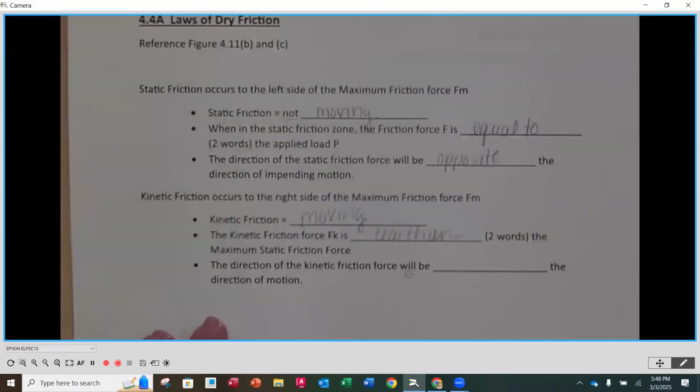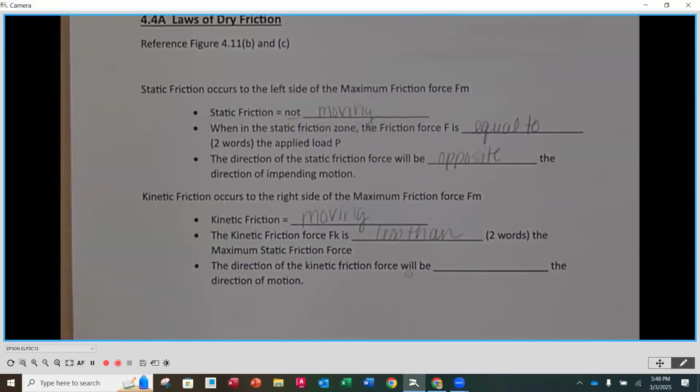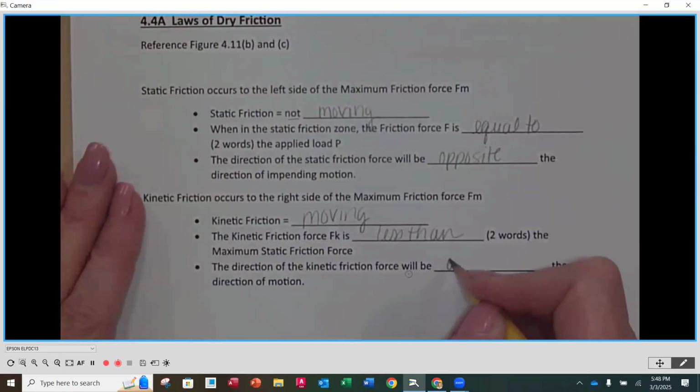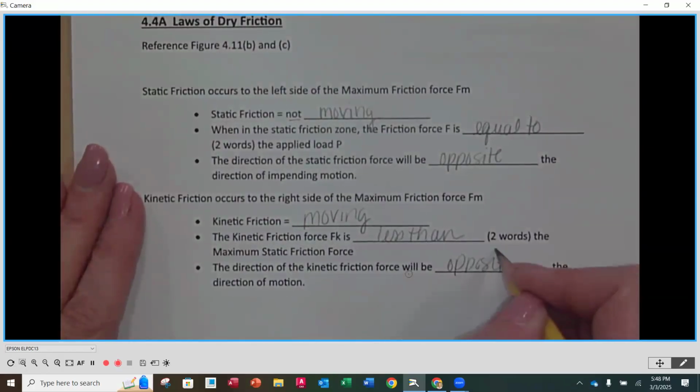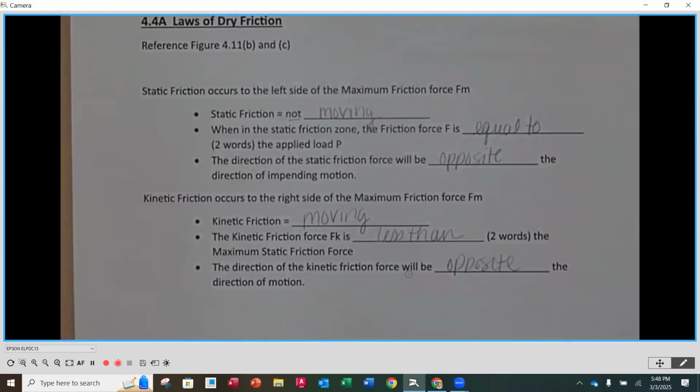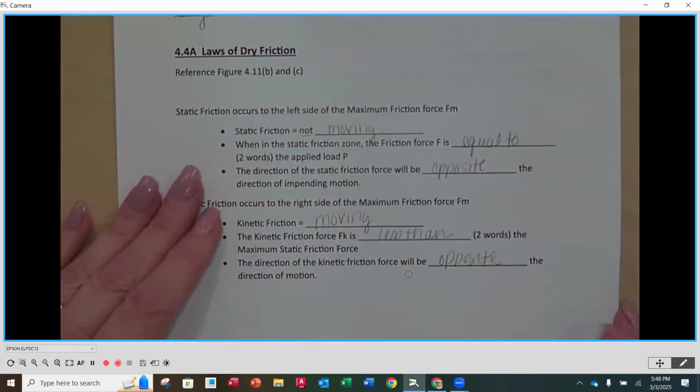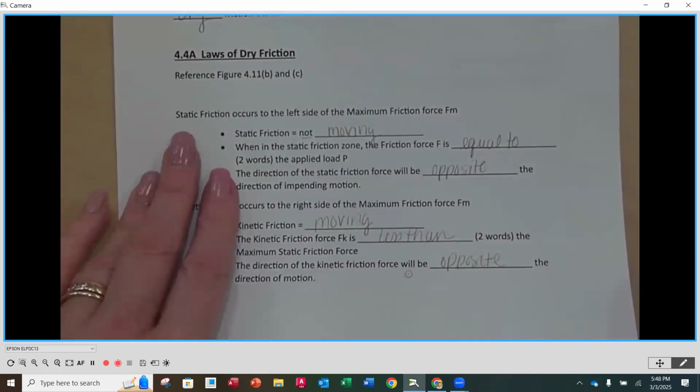Now the direction of the kinetic friction force will be opposite again, the direction of motion. Because even though it's a different value, it's still going to oppose the motion, okay? We have to still overcome it. All right, any questions there on the items we see? Okay, so then what we're gonna do is we're gonna turn the corner.